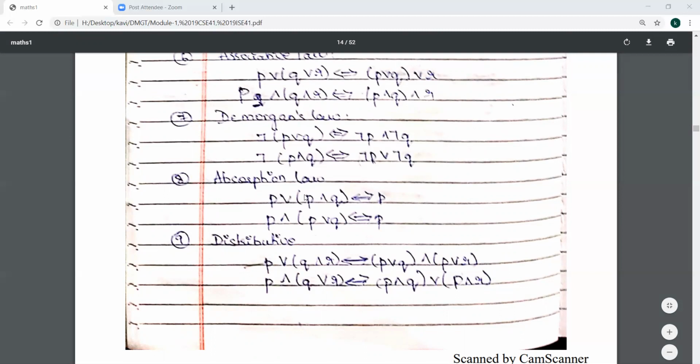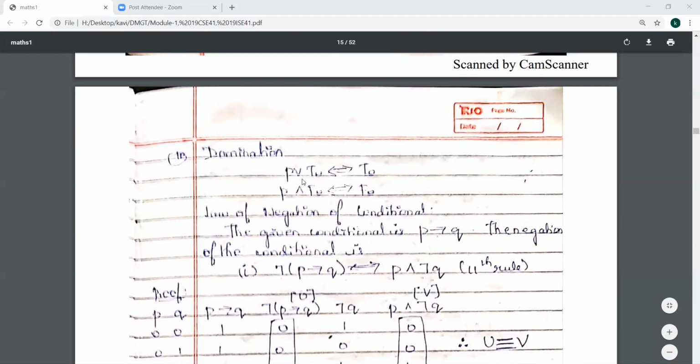Then absorption law: P or P and Q is logically equivalent to P, and P and P or Q is logically equivalent to P. See here, on the left side, P appears twice, that will become P. Likewise here also we have used conjunction as well as disjunction, but here on the left side P appears twice, that will be logically equivalent to P. Then distributive law: P or Q and R is logically equivalent to P or Q and P or R. P and Q or R is P and Q or P and R. Domination law: P or T naught is logically equivalent to T naught, P and F naught is logically equivalent to F naught.